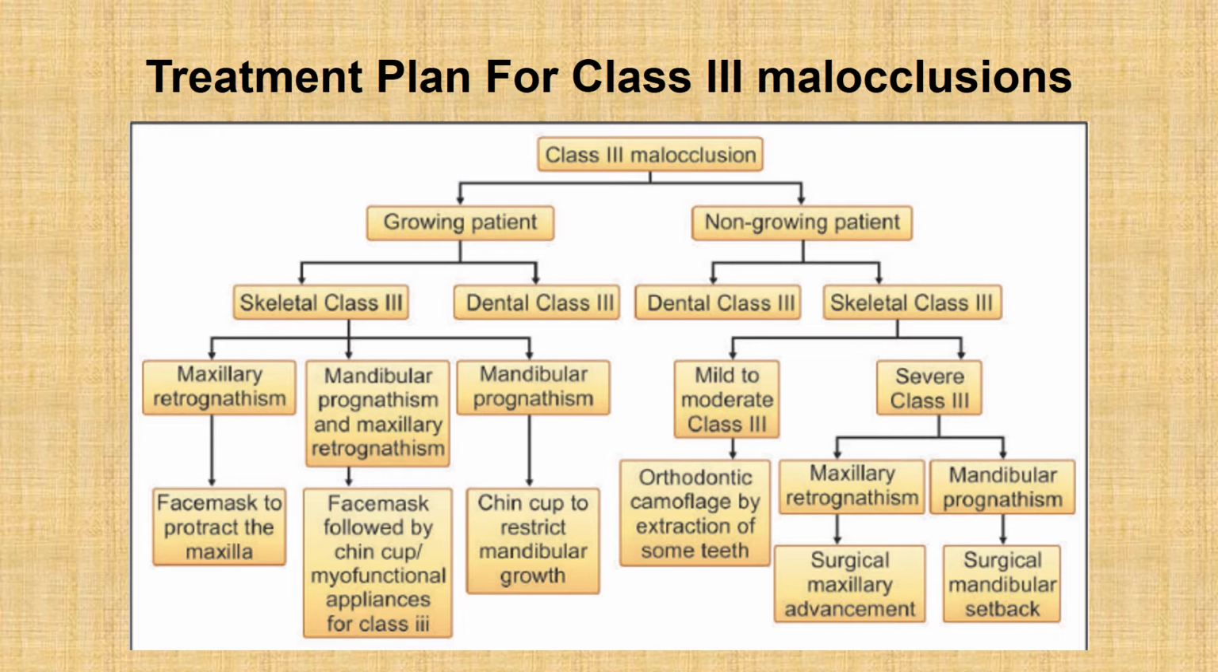Okay, so this is the treatment plan for class 3 malocclusions. The important considerations when planning treatment for class 3 malocclusion: one is whether it is a growing patient or a non-growing patient, and we also need to see if it is a skeletal class 3 or a dental class 3. The next consideration, if it's a skeletal class 3, is which jaw is at fault, or whether both jaws are at fault.